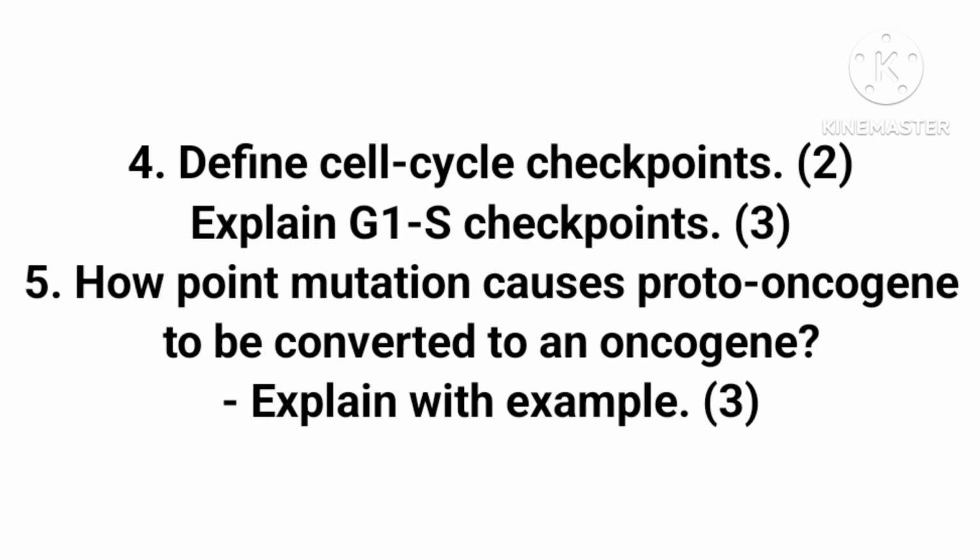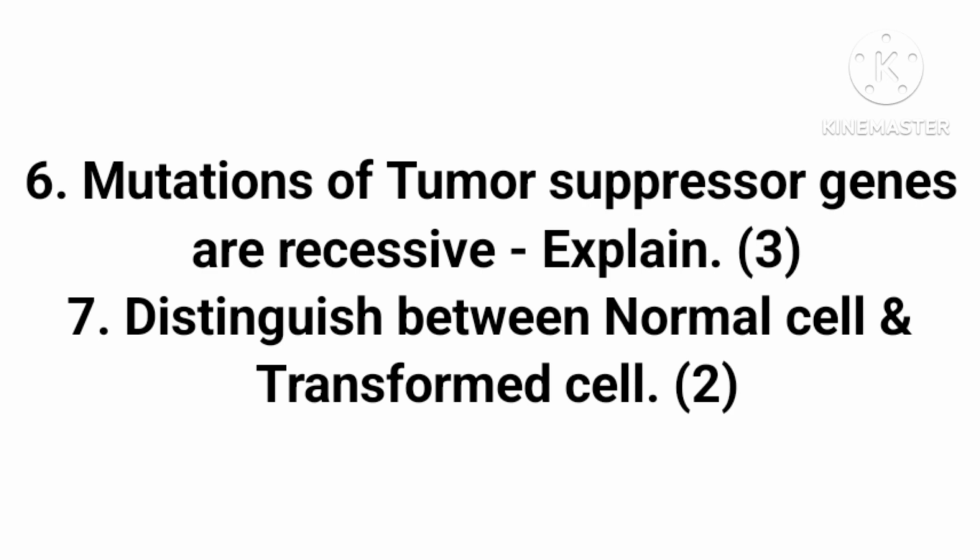Define cell cycle checkpoints and explain G1S checkpoints. 3 marks, the breakage of marks will be 2 plus 1, 1 for diagram. How point mutation causes proto-oncogene to be converted to an oncogene, explain with example. Breakage of marks will be 2 for explanation and 1 for example. Mutations of tumor suppressor genes are recessive, explain, carrying 3 marks. Distinguish between normal cell and transformed cell, carrying 2 marks, make at least 4 points.